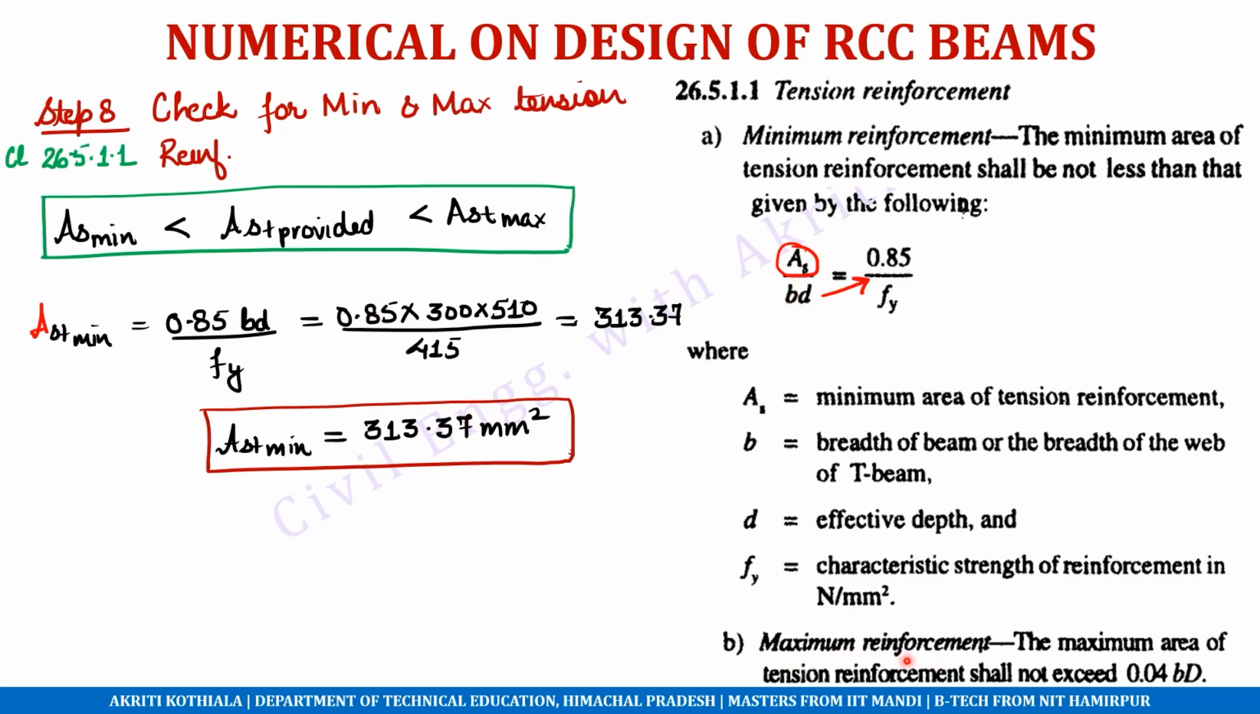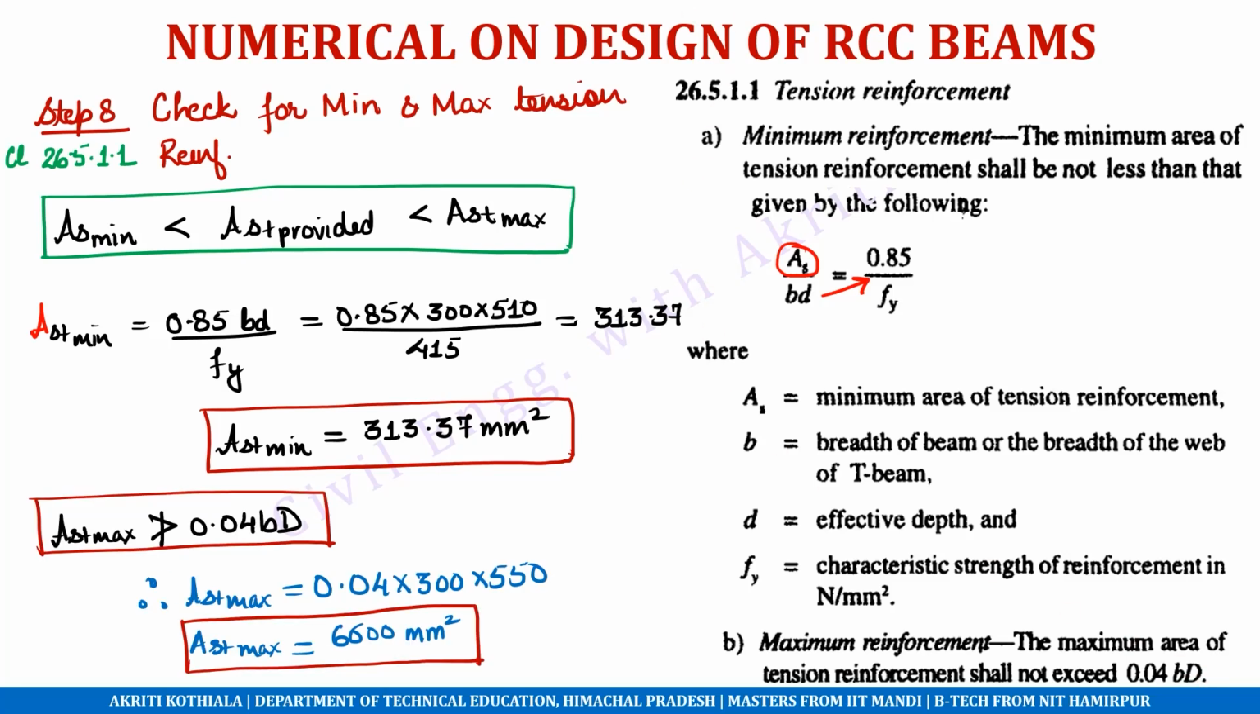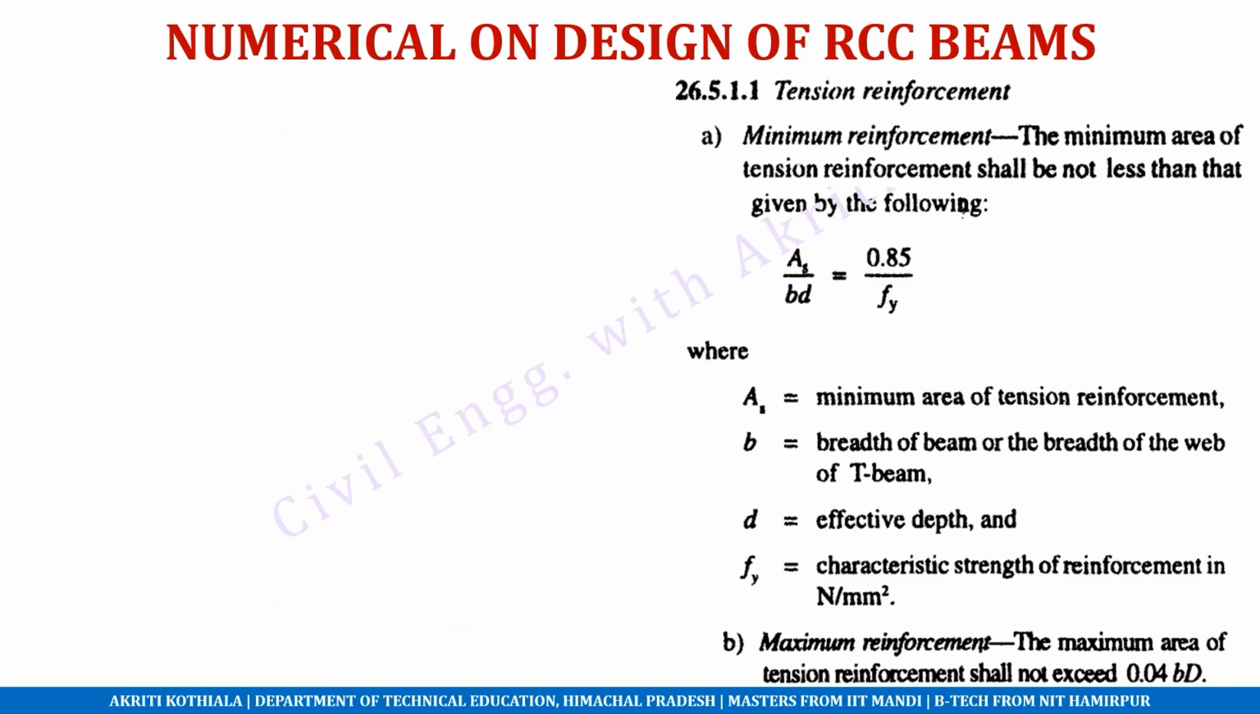Now moving on to AST maximum. The maximum area of tension reinforcement shall not exceed 0.04 BD, which is equal to 6600 mm square. So now we know that we have provided a value of 1570.79 mm square, which falls well within 313 and 6600. Because we have satisfied this condition, hence it is okay. So we can move on to the next step, which is calculating the shear.